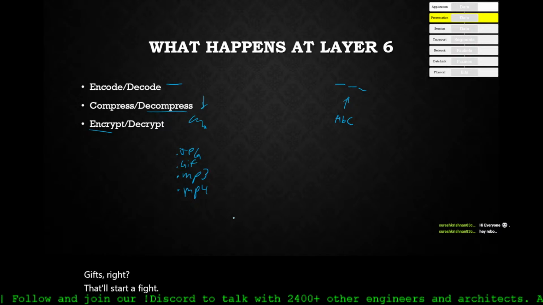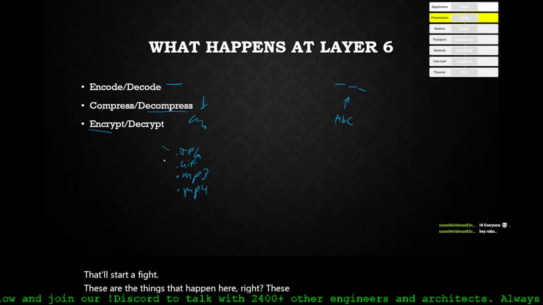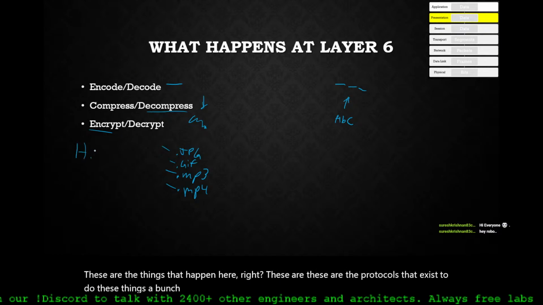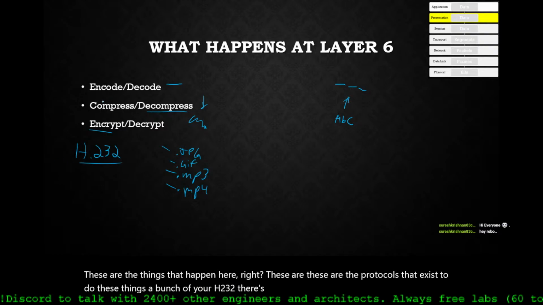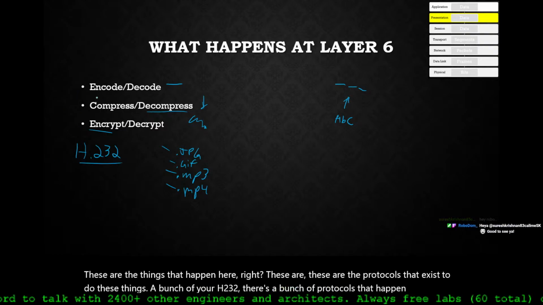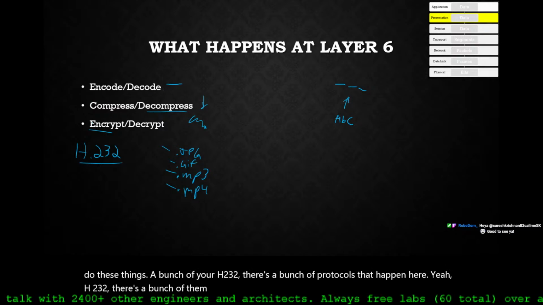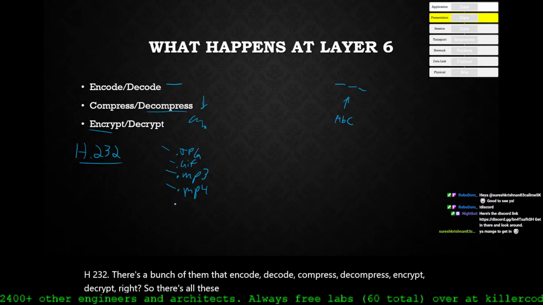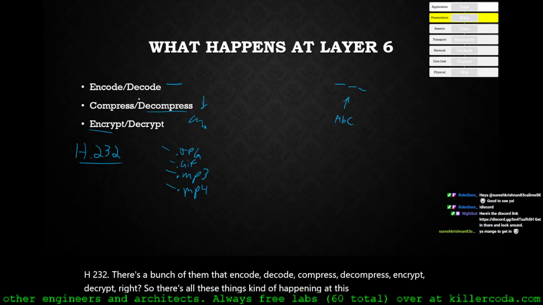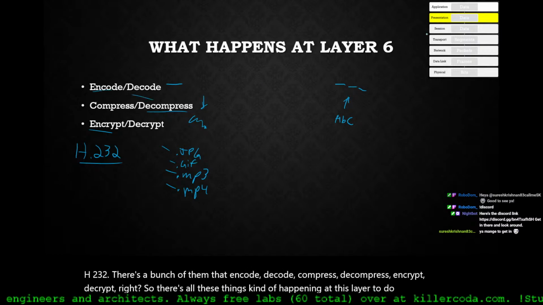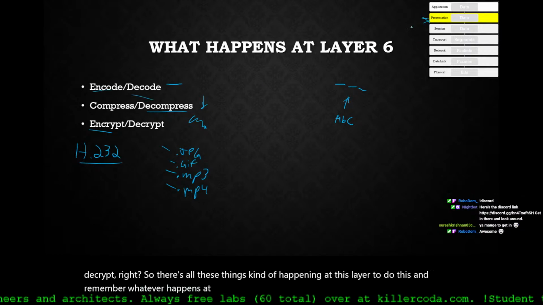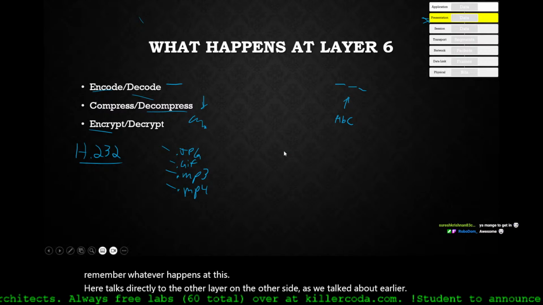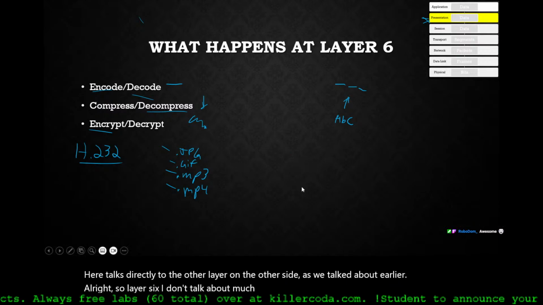These are the things that happen here. These are the protocols that exist to do these things. A bunch of your H.323, there's a bunch of protocols that happen here that encode, decode, compress, decompress, encrypt, decrypt, right? So there's all these things kind of happening at this layer to do this. And remember, whatever happens at this layer talks directly to the other layer on the other side, as we talked about earlier. All right. So layer 6, I don't talk about much because, frankly, as networking engineers, we don't care about it much.